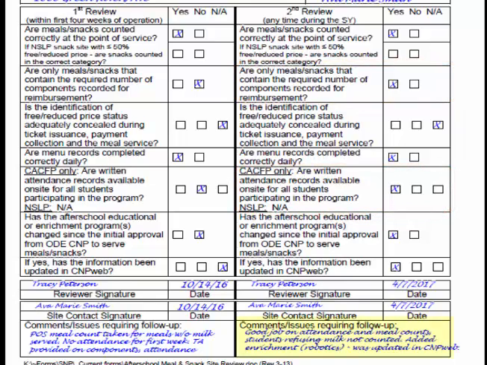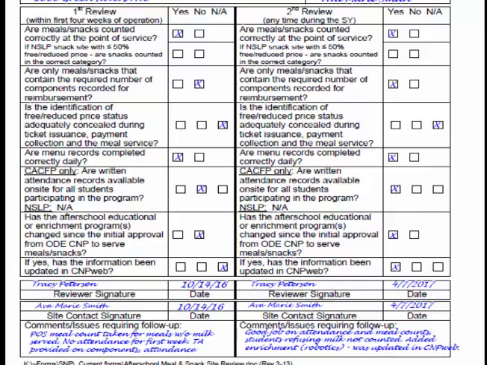In this example, the site monitor praised the site staff for correcting their errors from the previous site review. During the review, it was noted that a new robotics club had been added. The site monitor checked CNP Web and noted that it had already been updated.